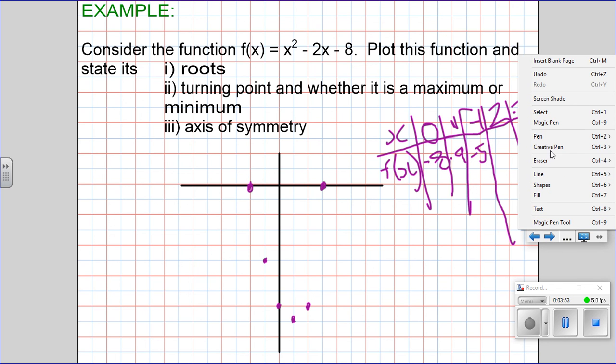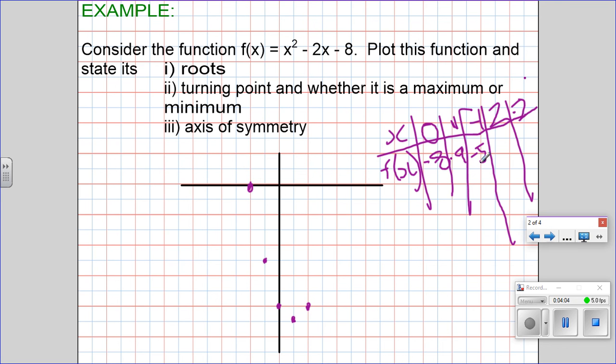And then just as my last point, I'm going to take 3. So I want the eraser first. Okay, so the last point I'm going to substitute in is 3. So what did we get for 2? For 2 we got negative 8, and for negative 2 we got 0. Okay, so let's substitute in 3. 3 squared is 9, minus 2 times 3, which is 6. So 9 minus 6 is 3, minus another 8, negative 5.